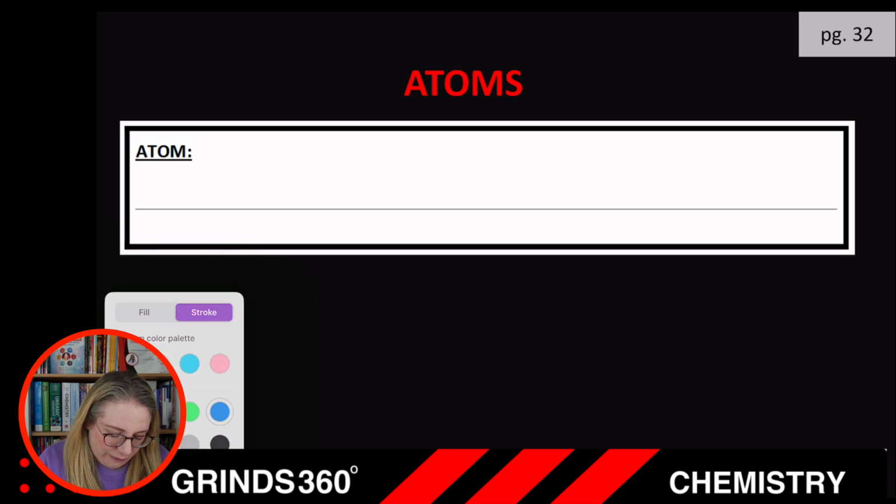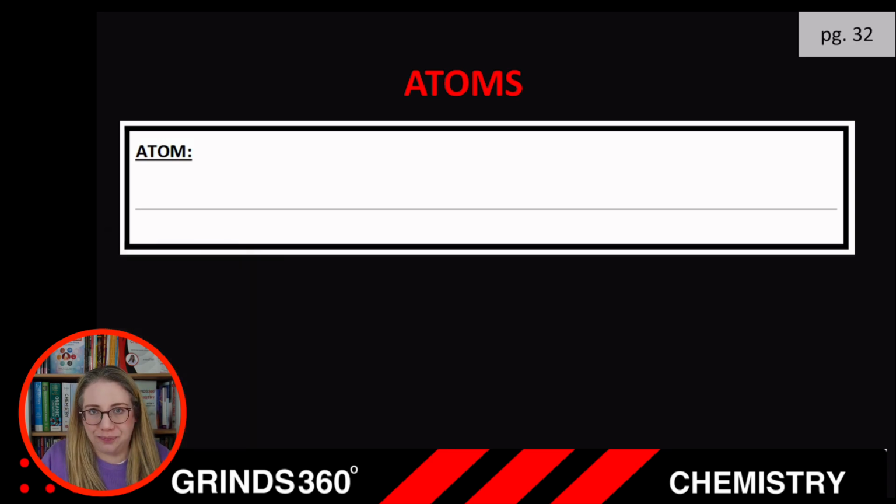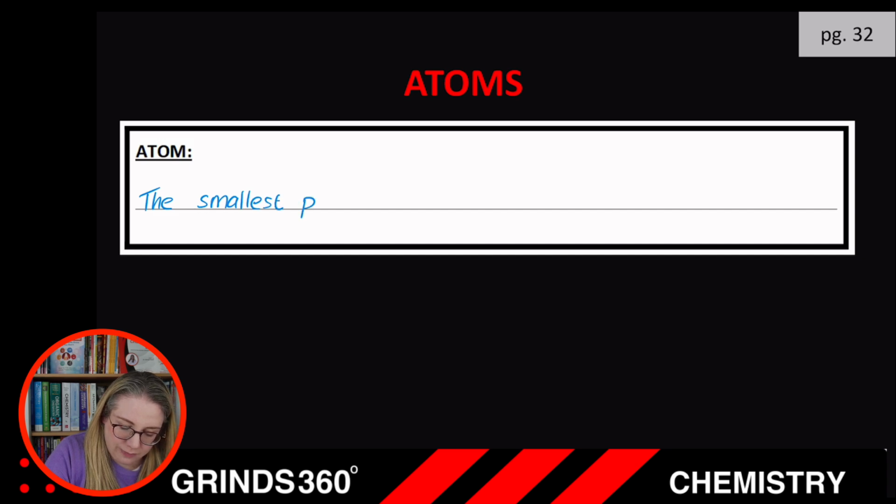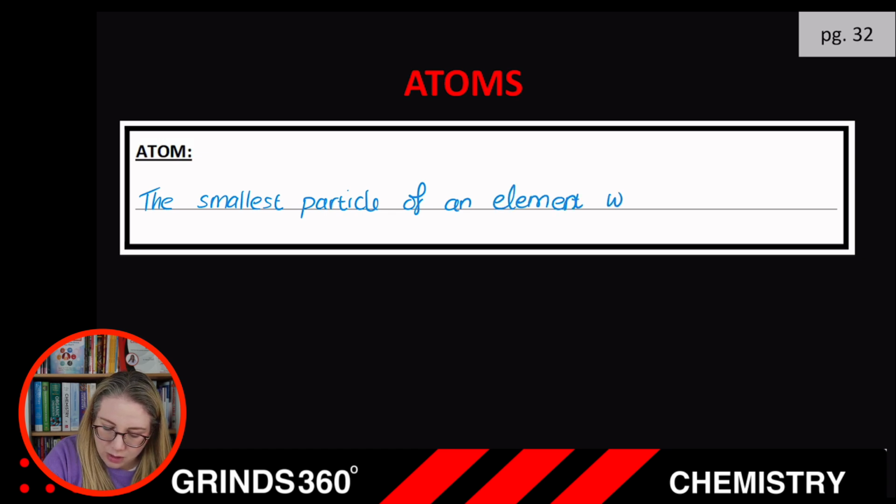So starting off with what is an atom? Now, every piece of matter in the universe is made up of individual atoms. So as you're sitting in front of me now, you are made up of atoms of different elements. So an atom is the smallest particle of an element which still has the properties of that element. I'll explain what that means in a second.